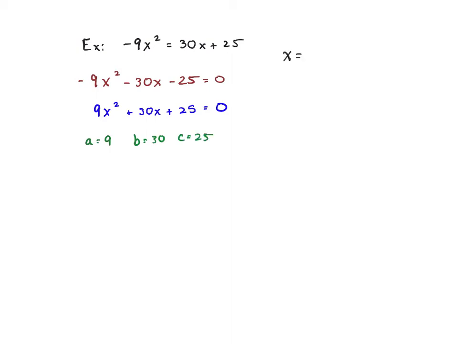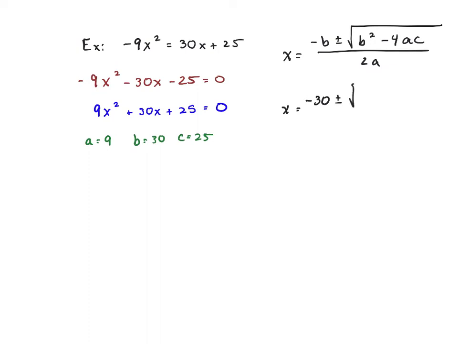We go, oh, I'm solving a quadratic, so I grab the quadratic formula. Have that written down on a sticky note somewhere so you always got it and can remember it. And we just start to substitute. So it's negative of B, 30. Then it's going to be that 30 squared under the radical, the B squared, minus 4 times A, which is 9, times C, which is 25, all over 2 times A, and A is 9.